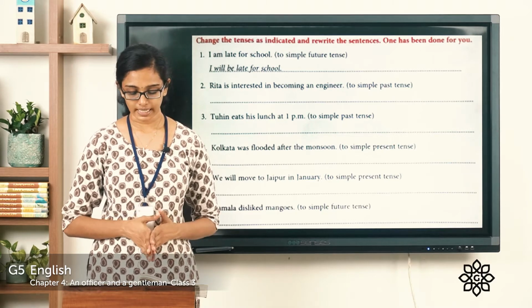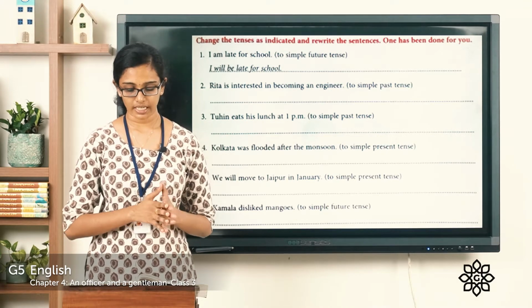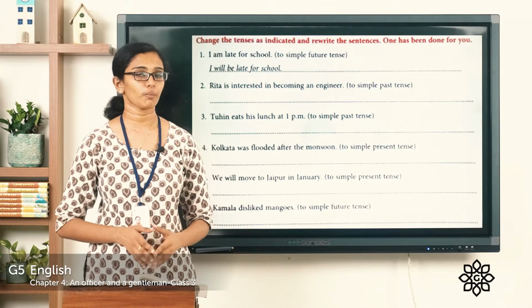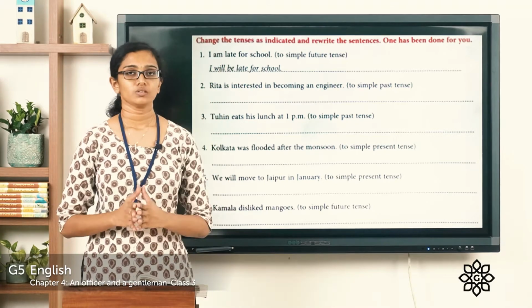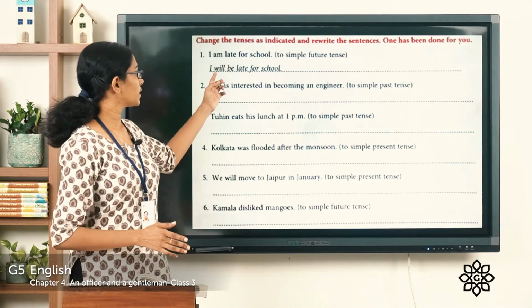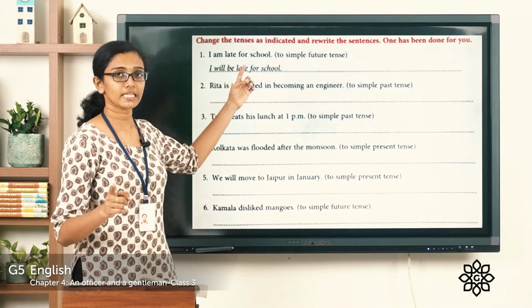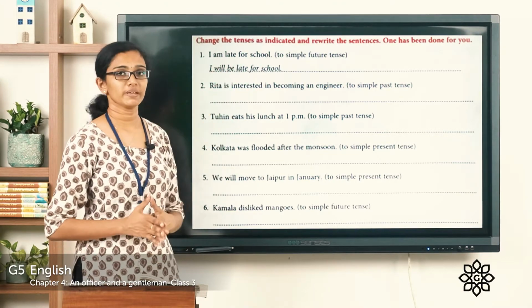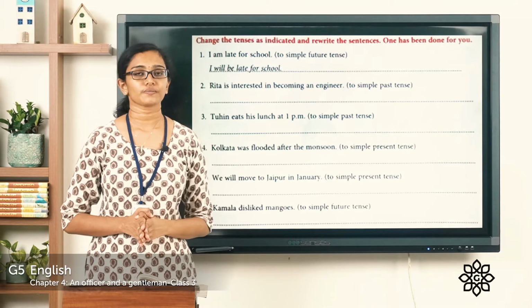So how do we rewrite that? "I will be late for school." Be is the base form of the verb am. So here we have added the word will, then it is followed by the base form of am, which is be, and then the rest of the sentence.